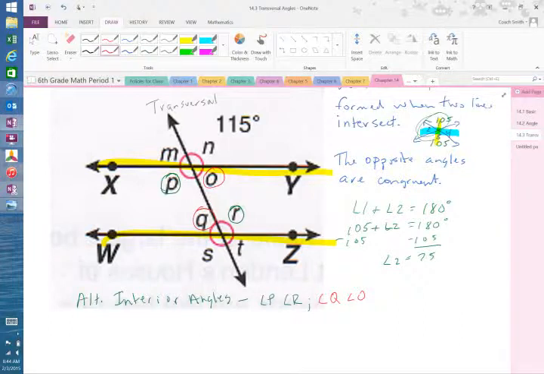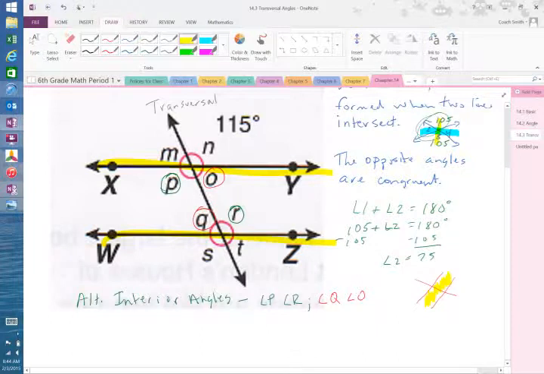Now, understand those two lines could be like they are horizontal. They could be like this. They could have two lines that go like that, and then I intersect it there. Okay? In that scenario, this is the interior, inside the two lines.